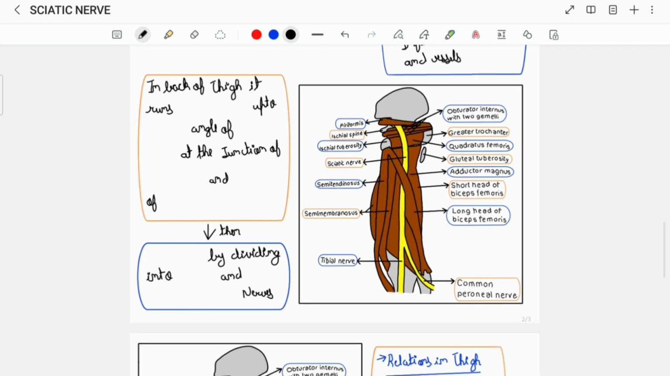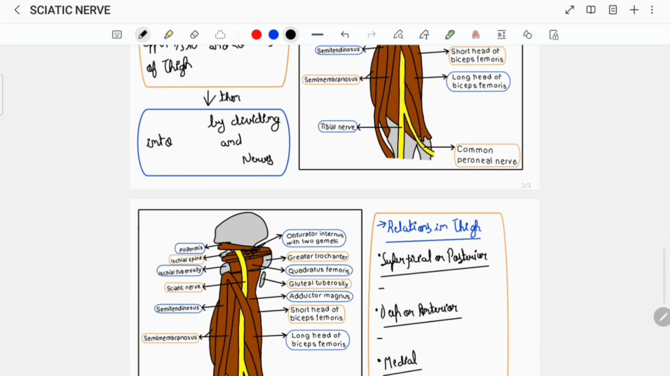Coming back to the course of sciatic nerve again, in the back of the thigh, it runs downwards up to the superior angle of popliteal fossa at the junction of upper 2/3 and lower 1/3 of the thigh, and then the sciatic nerve terminates by dividing into the tibial and the common peroneal nerves.